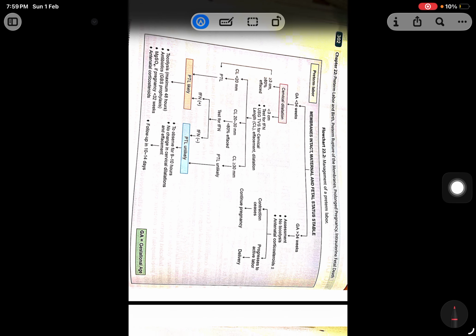Then again, how do you manage preterm labor? You have to assess whether the gestational age is more than 34 weeks or less than 34 weeks. If it's more than 34 weeks and there is reduced contraction, then continue the pregnancy. But if the patient has already gone into active labor, then give tocolytics, stabilize the patient, and within 48 hours plan for delivery, provided you give steroids. You have to cover the baby with steroids.